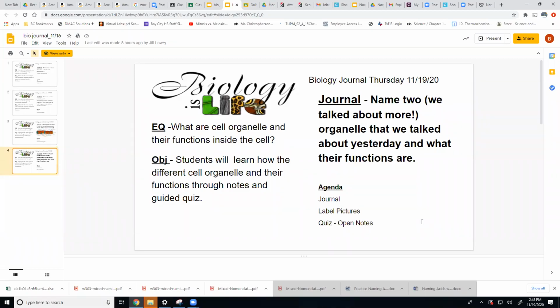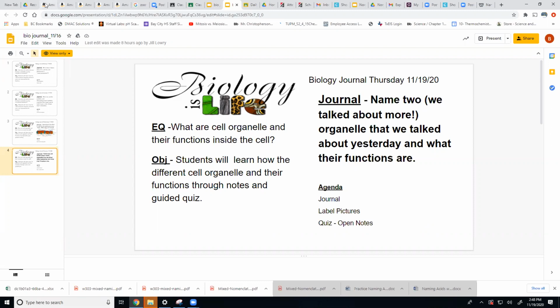All right, so journal, hopefully you got that done. We talked about quite a few organelles out of your notes yesterday, so you could pick any two of those that you wanted to and say what their function was. And that would get it for the journal. I think it's the same EQ as we did yesterday.